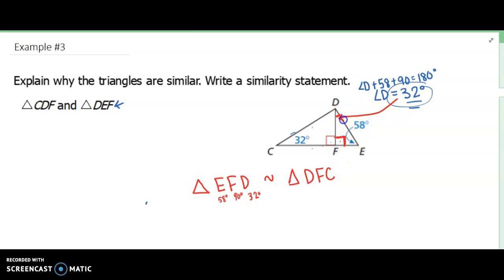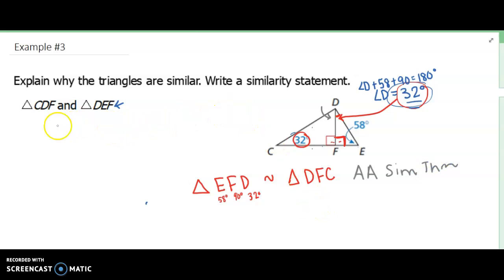But that's 32 degrees. And then I could stop from there because I noticed this 32 degrees was the same as this 32 degrees. And then I have two 90-degree angles. So I don't even have to find the measure of this angle here. It doesn't matter because by the angle similarity theorem, I know the two triangles are congruent.